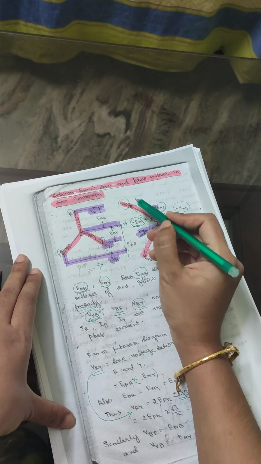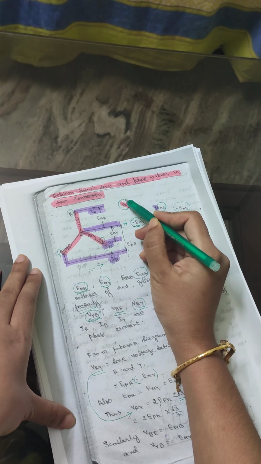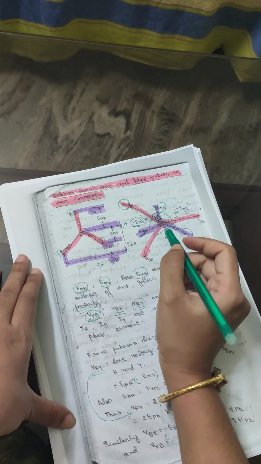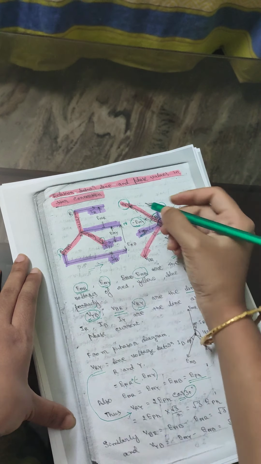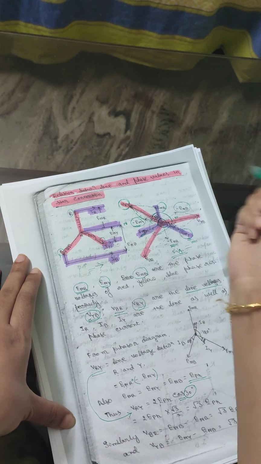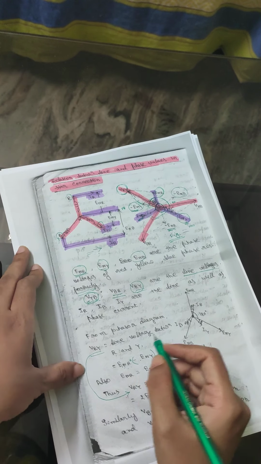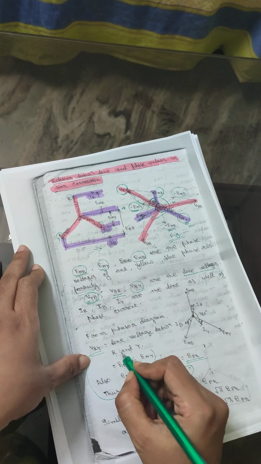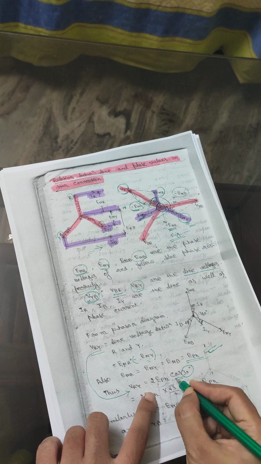Now from that figure we can conclude that VRY is the vector summation of ENR plus minus ENY. That is what I have written here: VRY is the vector sum of ENR plus minus ENY, and we already know that ENR, ENY, ENB, the three phase voltages, are equal to E phase. So in place of ENR and ENY, put E phase, and it becomes 2 E phase cos 30.